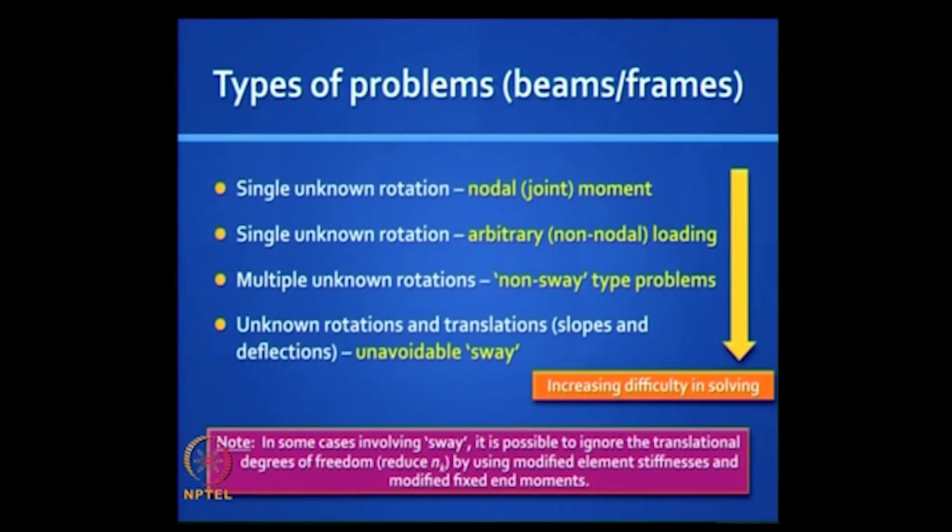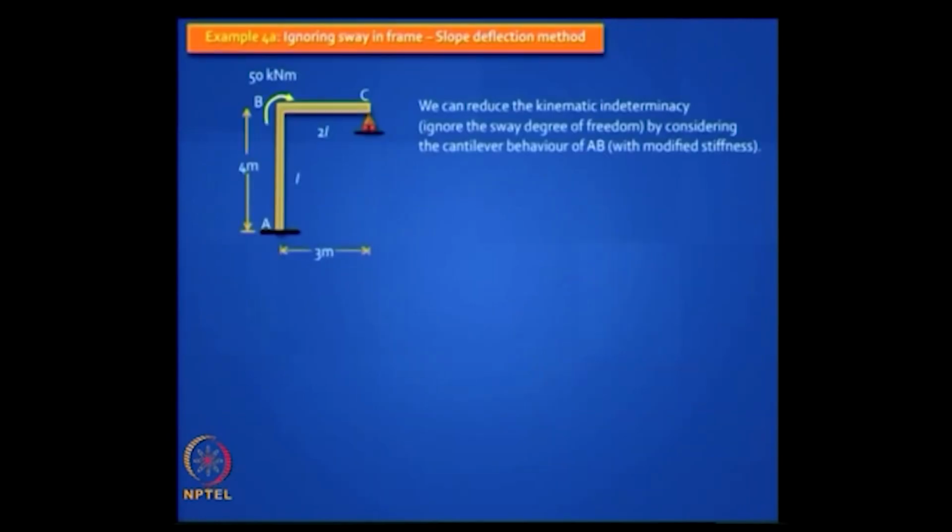But if you have sway, if you have support settlements which are not known in advance, then it becomes more complicated. But the important thing is, always when you do things manually, do minimum work, take advantage of reduced indeterminacy. So in some cases involving sway, it is possible to ignore the translational degrees of freedom by using modified element stiffnesses and modified fixed end moments. Let me demonstrate that.